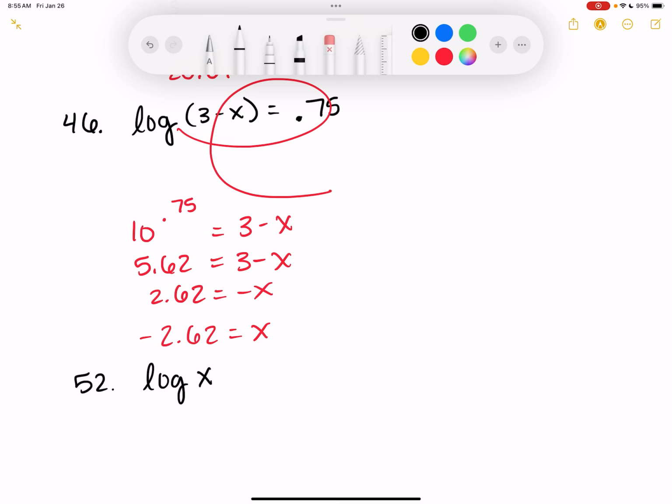Log of x plus log of x squared equals 3.